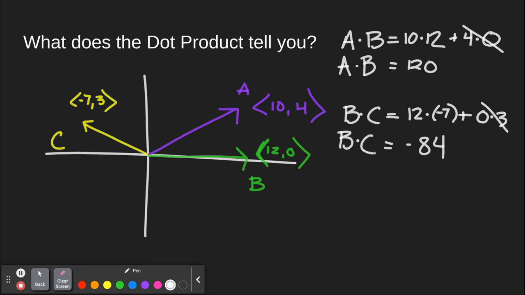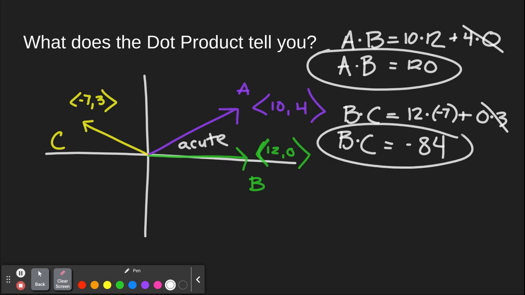All right, well, here's what I want to tell you about dot products. Hopefully now you know how to do the dot product. It's the first term times the first term plus the second term times the second term. What does the dot product tell you? Well, if the answer is positive, then the angle is acute. If the answer is negative, then the angle is obtuse.